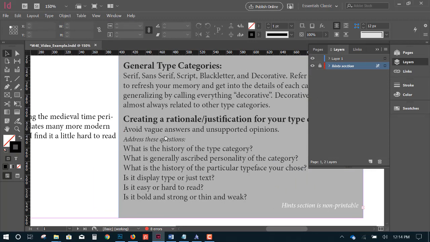But where it says, what is the history of the type category, and what is the history of the particular typeface you chose, you don't have to answer all these questions. You just answer the ones that you can. You try to answer several of them. The idea is to do some research. I suggest using the non-designer book and the type rules book, of course, and that's going to help you the most. But typography isn't restricted to these books.